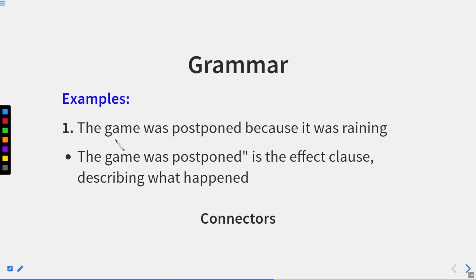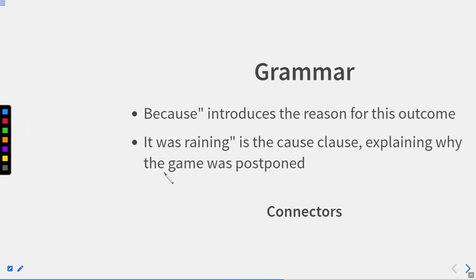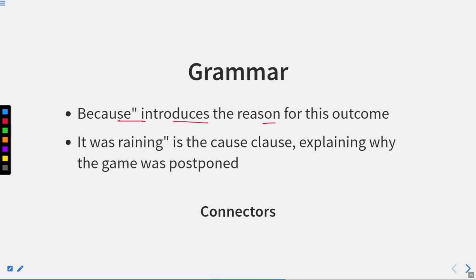Now, let us have some examples. The game was postponed because it was raining. So, this is the cause which is written in the because clause, and the remaining part is the result. The game was postponed is the effect clause describing what happened. Because introduces the reason for this outcome. It was raining is the cause clause explaining why the game was postponed.